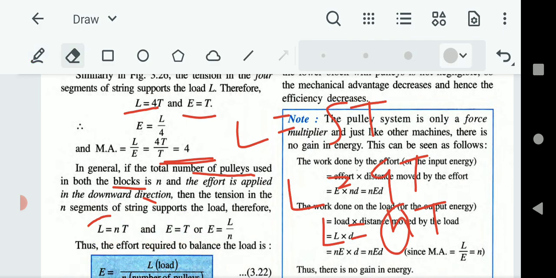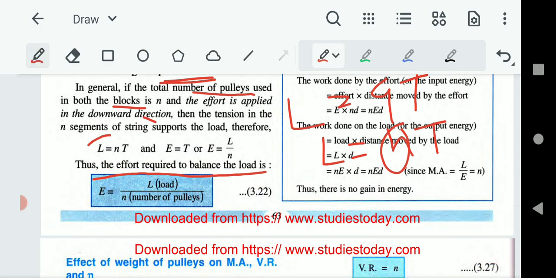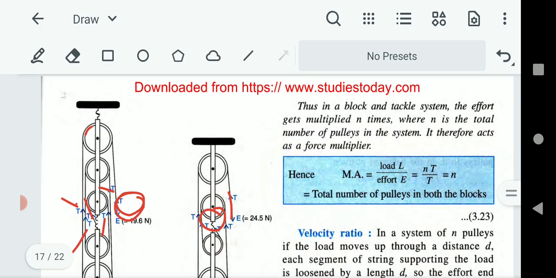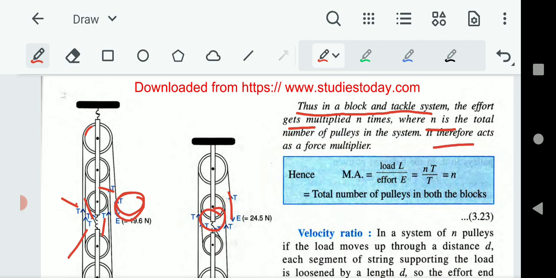From here we can write E equals L by N. Thus, what is the effort required to balance a load? Effort will be equal to L by number of pulleys. This is the actual mathematical expression of effort that we have already seen. Thus in a block and tackle system the effort gets multiplied N times, where N is the total number of pulleys in the system, and therefore it acts as a force multiplier.